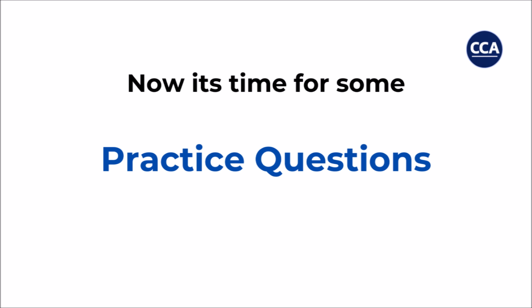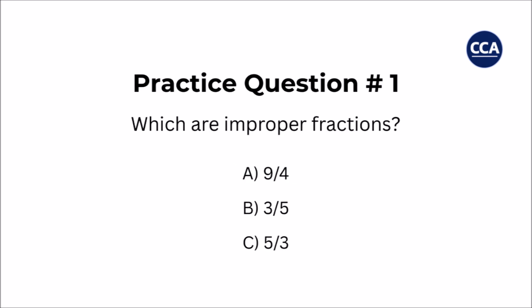Now it's time for some practice questions. Question number 1. Which are improper fractions? Pause here. Take a moment to think. Now let's check the answer. The correct answers are 9 over 4 and 5 over 3. Both have numerators greater than denominators.